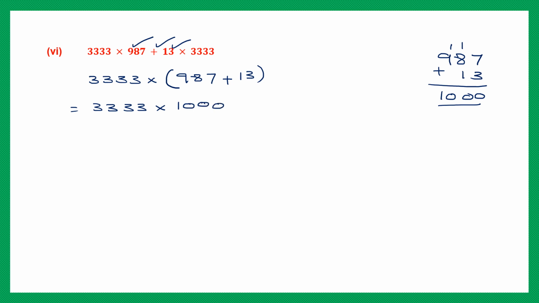So now 3,333 into 1000. So write this number first and then add the three zeros from 1000. 1, 2, 3. Now place your commas. Your answer is 33,33,000. So we have used the distributive property to get our answer here.